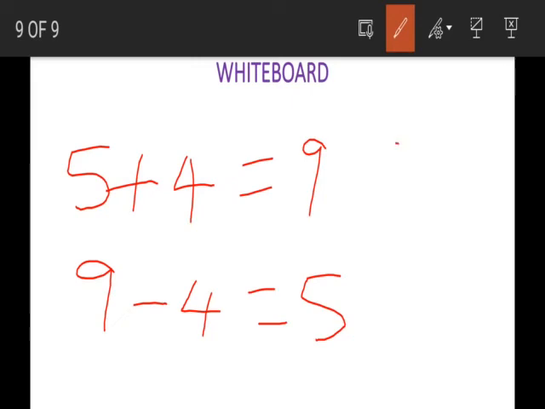Then 5 minus the base number at the right hand side, which is 2. 5 minus 2 is equal to 3. This is just a simple solution for us to be able to get our 3.